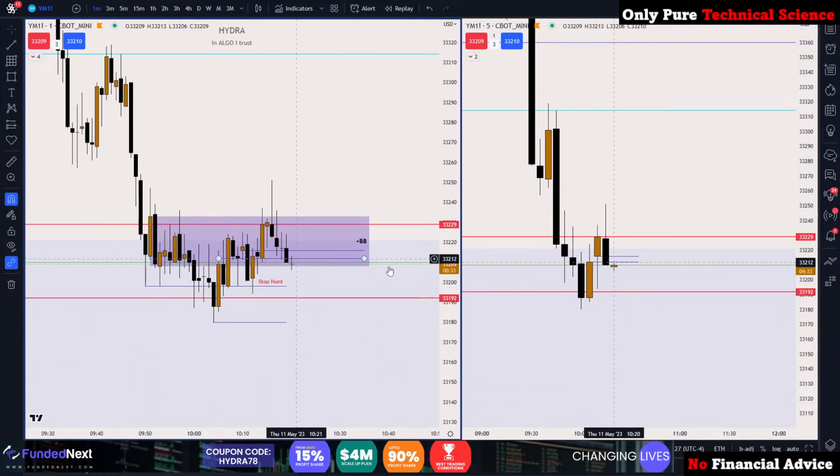Price closed the candle's body below this volume imbalance here on the 5 minute chart. Now let's see if it still respects it or not. If it's not respecting, it will use it as an inversion volume imbalance to hunt sell side liquidity.